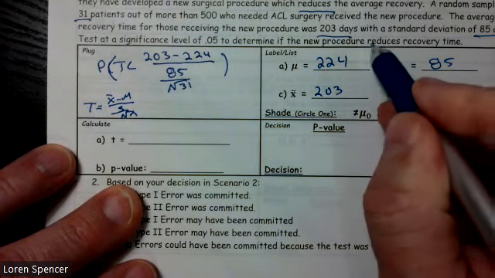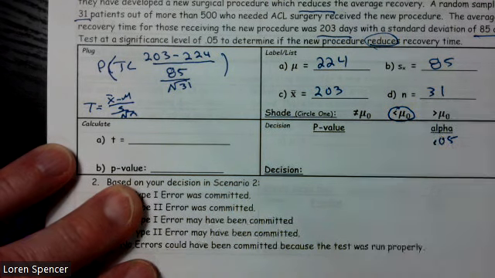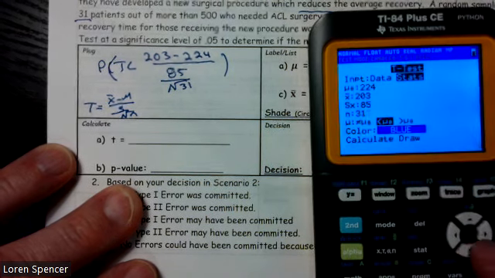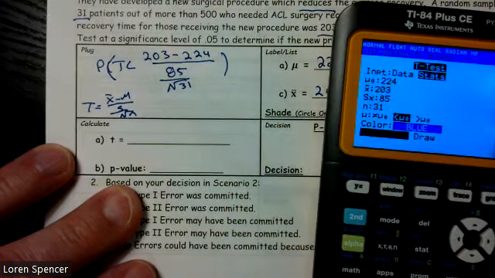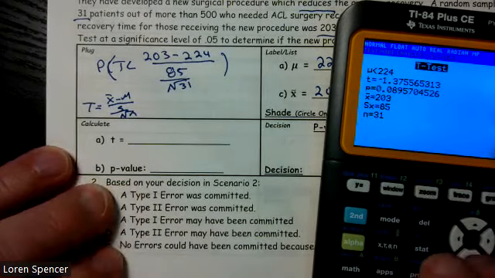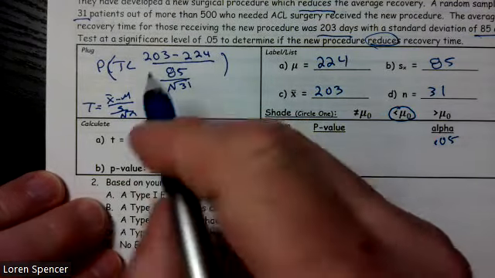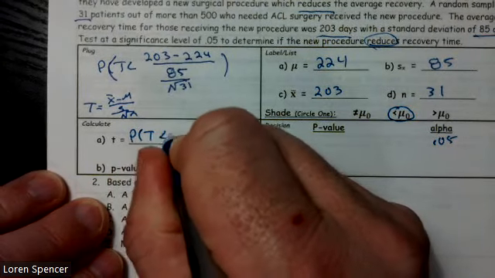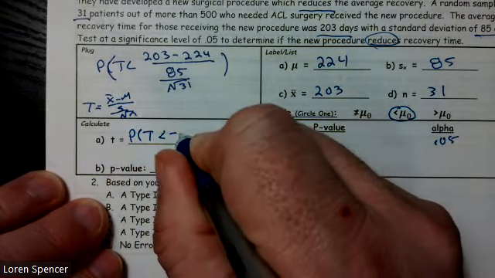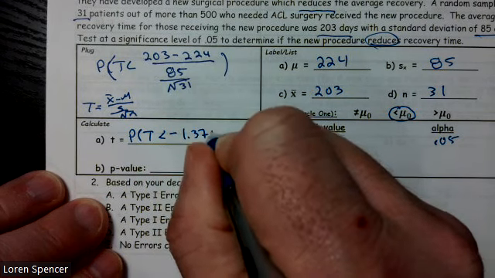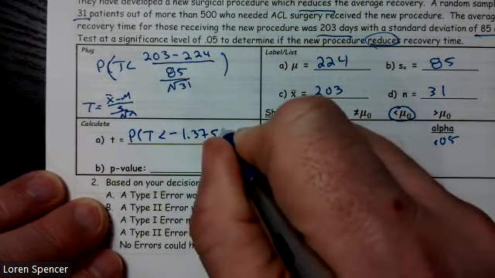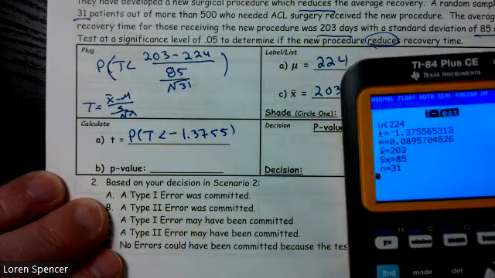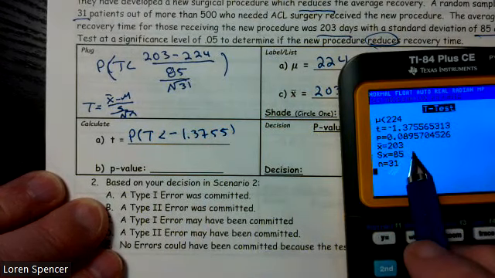All right, so this said reduce. That's why we have the less than. So that means I need to have a less than circled. I calculate, and I end up finding negative 1.375. So the probability that t is less than negative 1.3755 yields a p-value of 0.0895.